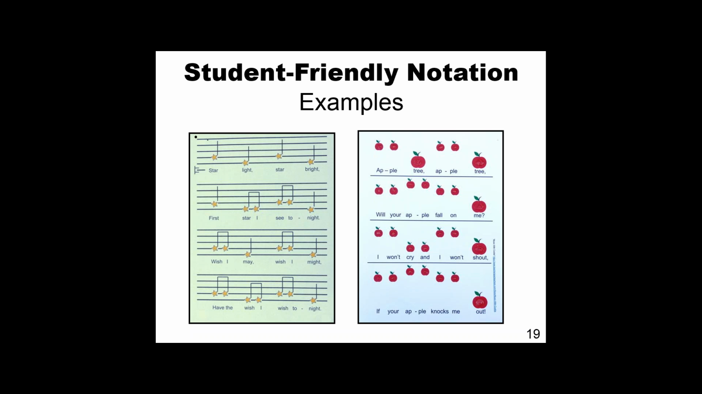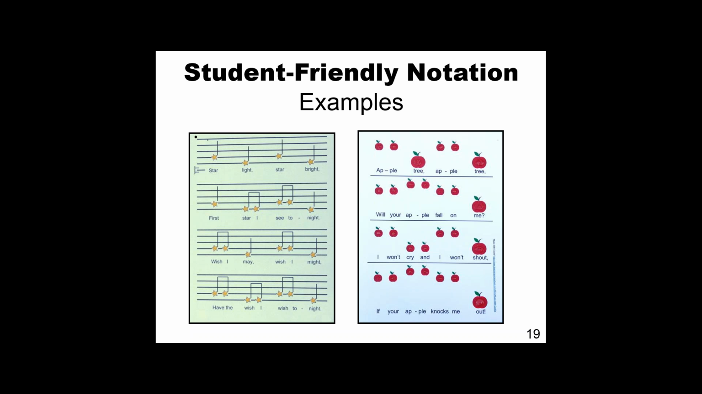On the right side, we have another familiar song. This one has more than 2 pitches. This is a traditional song, Apple Tree. Apple tree, will your apple fall on me? I won't cry and I won't shout if your apple knocks me out. So we have quite a few pitches here.